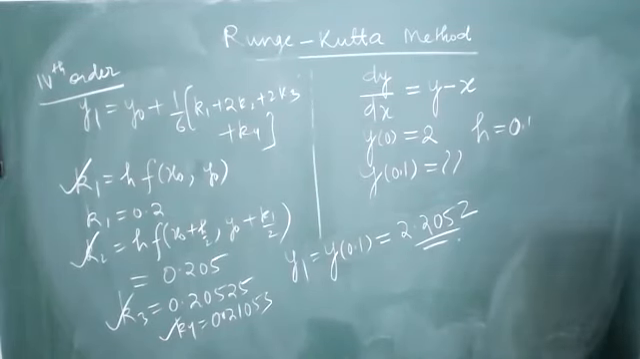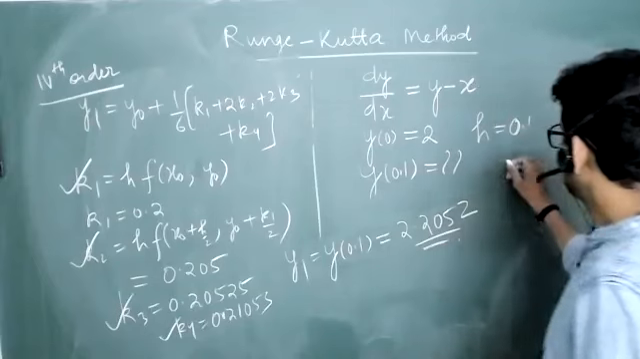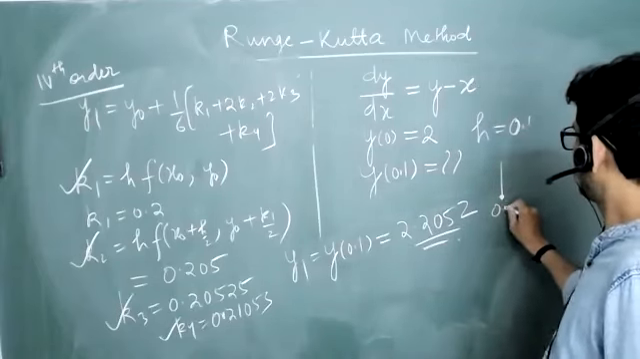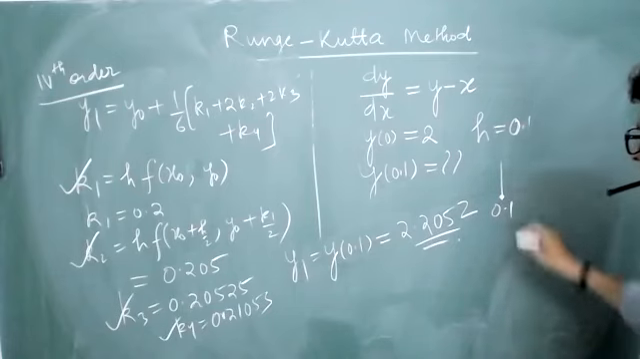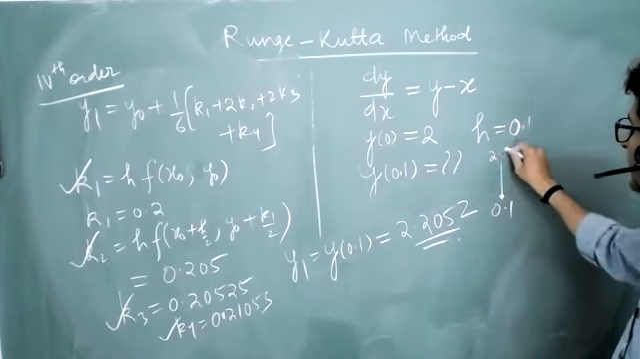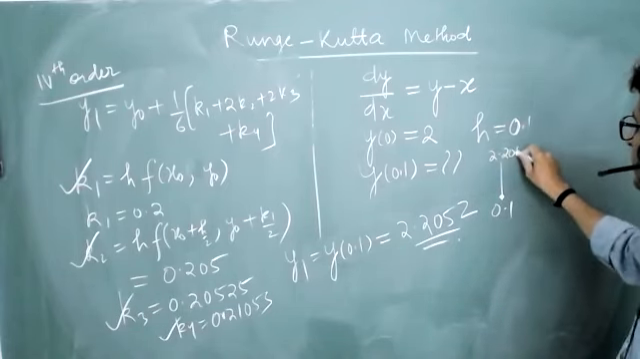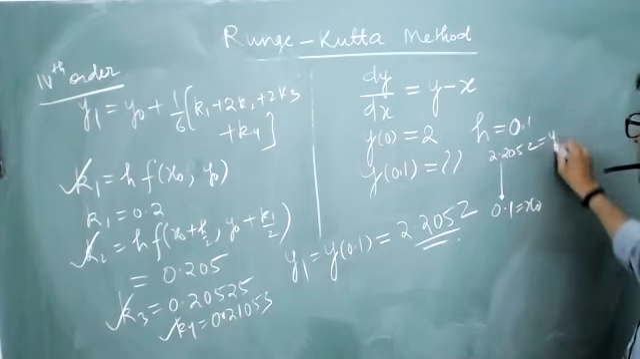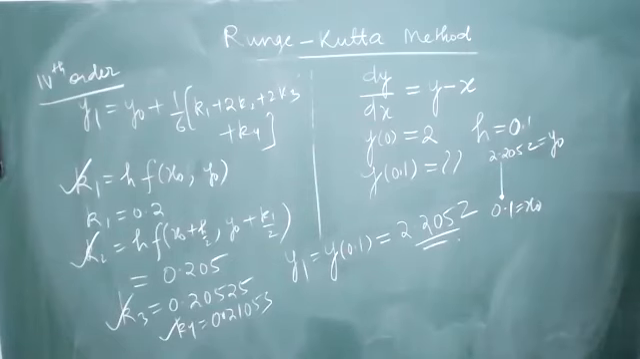No. If you want y2, just again take the value like this. Take it 0.1. Take it 2.02052. This is your new x0. This is your new y0. Again apply, again calculate y1. Don't do anything else.